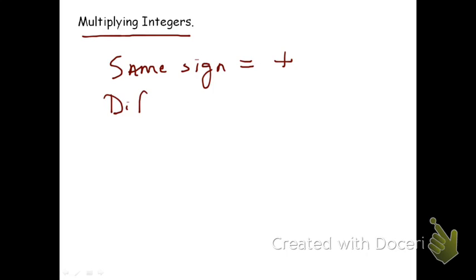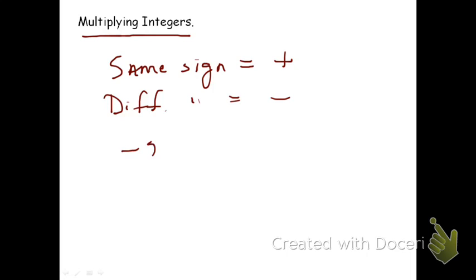When we're multiplying, the key here to remember is if the signs are the same, you always get a positive answer. If the signs are different, you always get a negative answer.